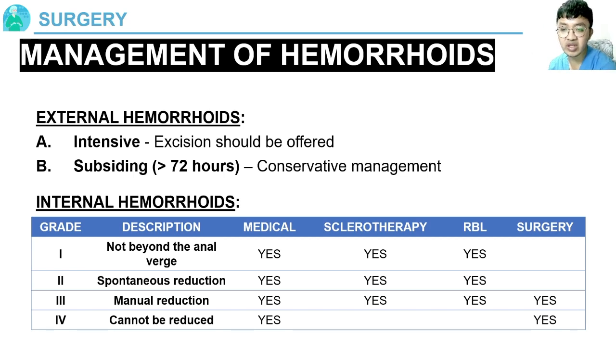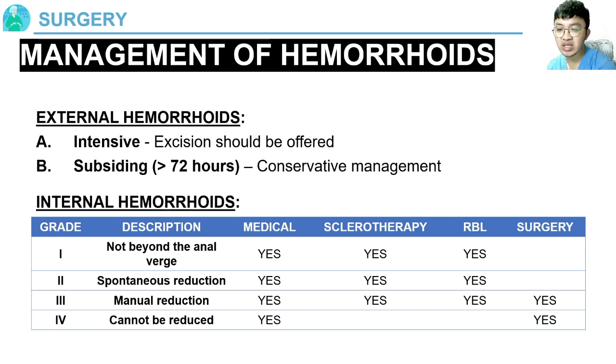For 1 to 4, the initial management can be medical, unless there are already complications such as bleeding, infection, or the patient is severely uncomfortable or there's obstruction already. For 1 and 2, after failure of medical management, you can proceed to office-based procedures such as sclerotherapy versus RBL or rubber band ligation. For 3 and 4, you can proceed to surgery.